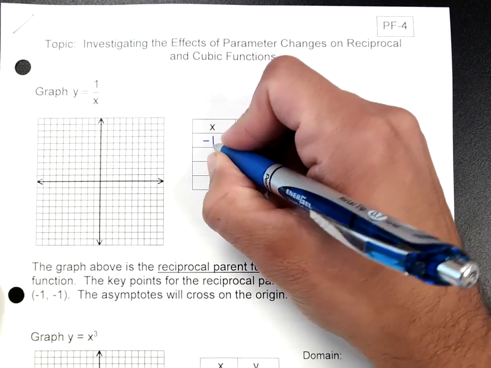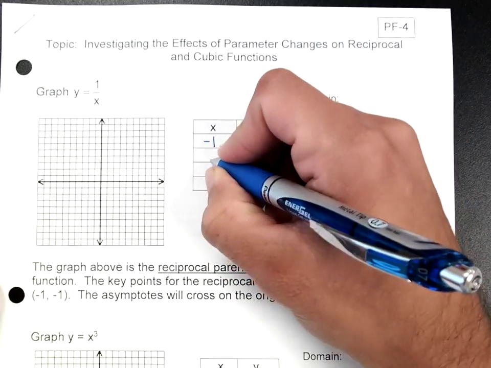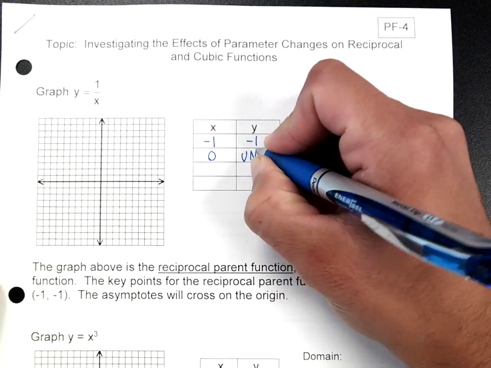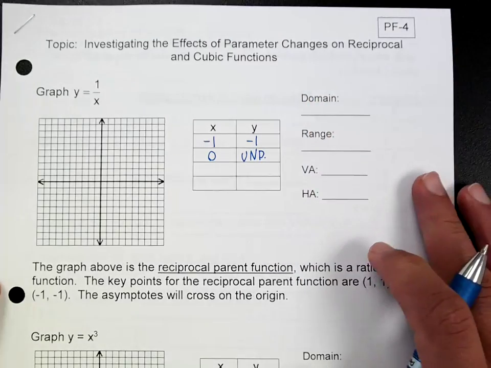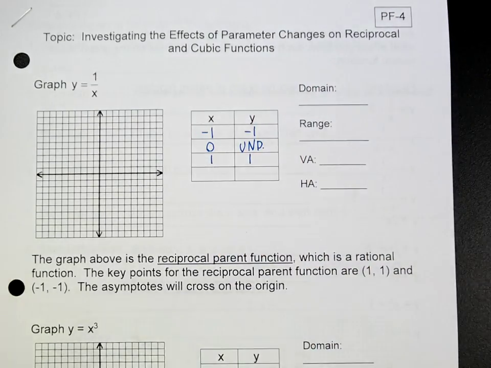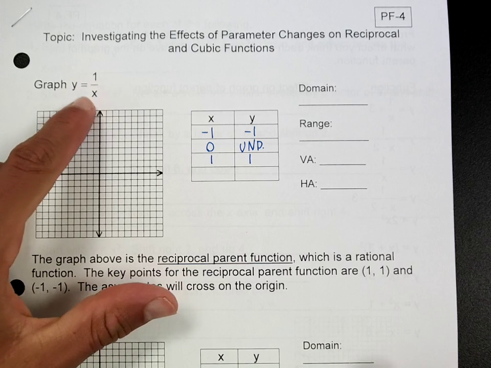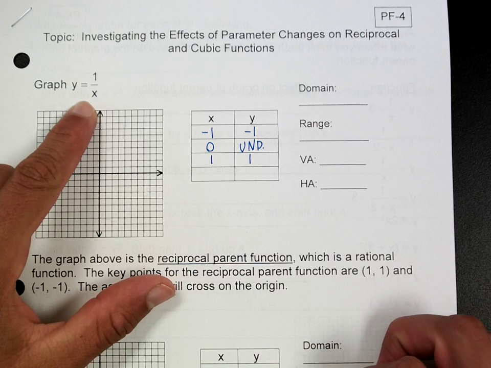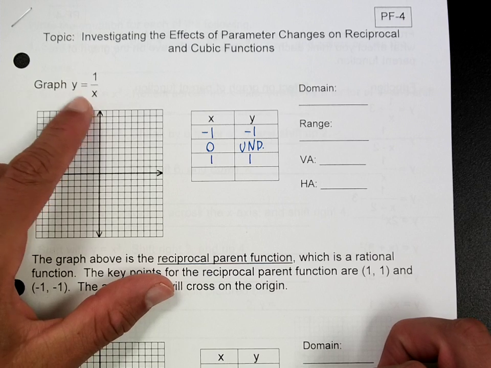We have -1, 0, and this is undefined, all right? That's what I mean by UND, undefined. And then we have 1, 1, okay? Now, this graph is a rational function or reciprocal function, whatever you want to call it. You have an x on the bottom, right?